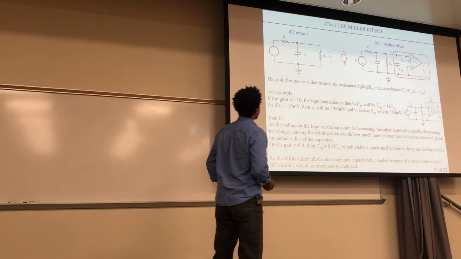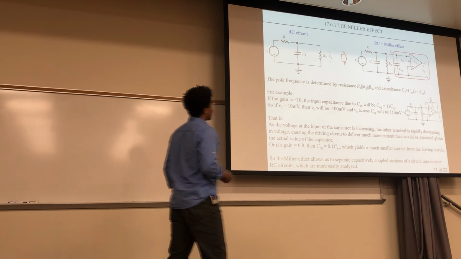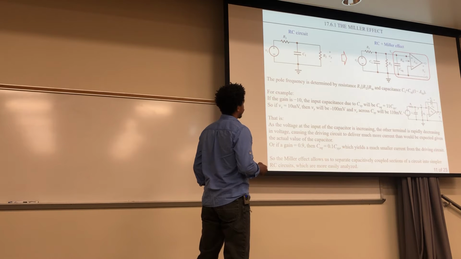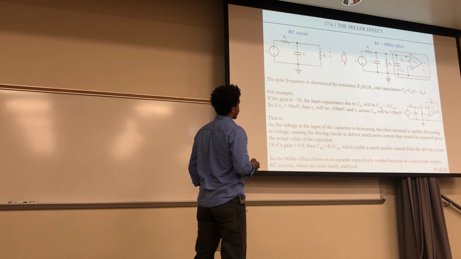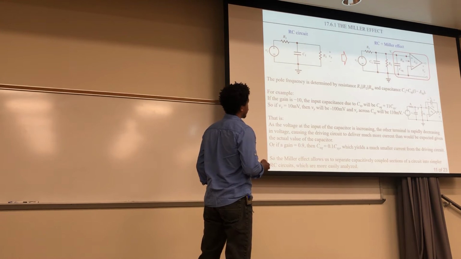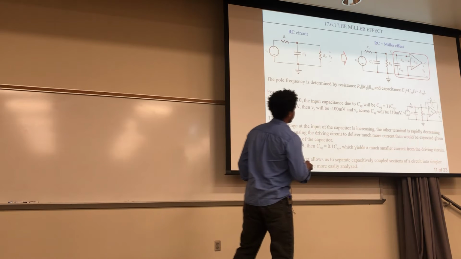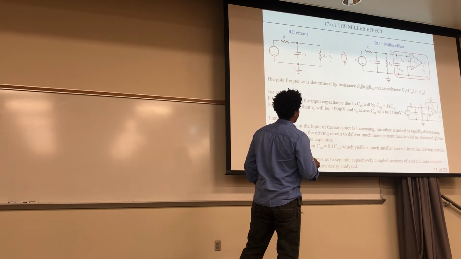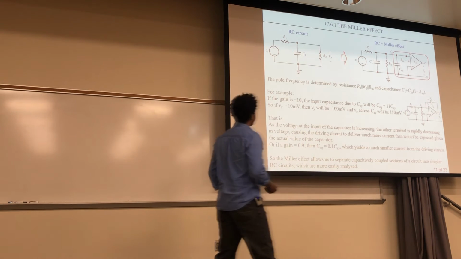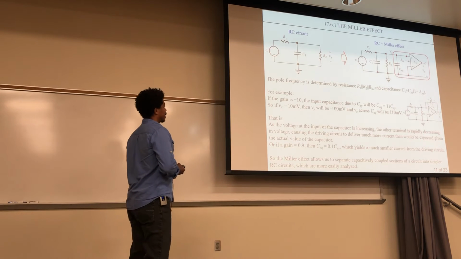Now the pole frequency is determined by the resistance, where you have R1 in parallel with R2 and Rn, and this capacitance, which is C1 plus C equivalent, or here this CXY plus this scaling. So let's look at a couple of examples.